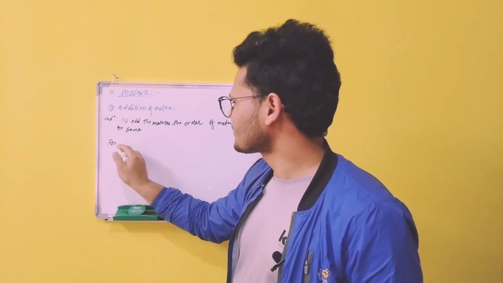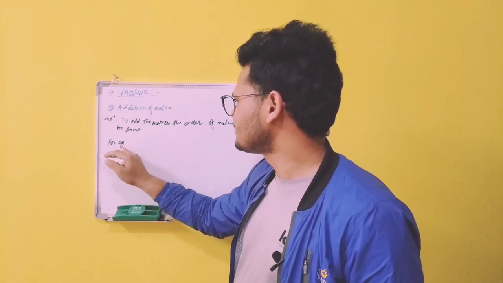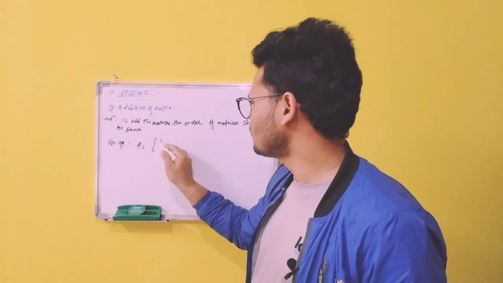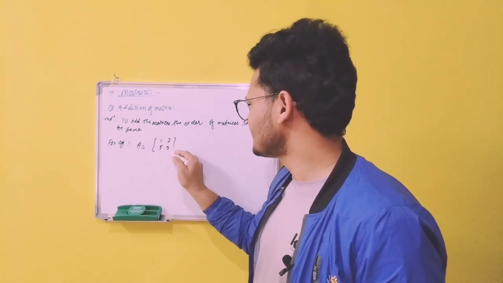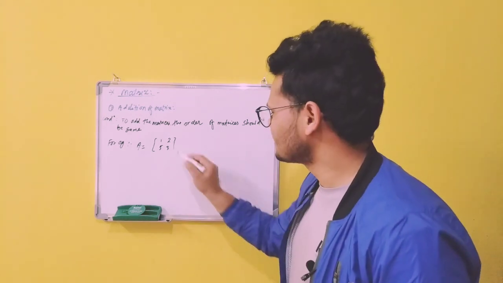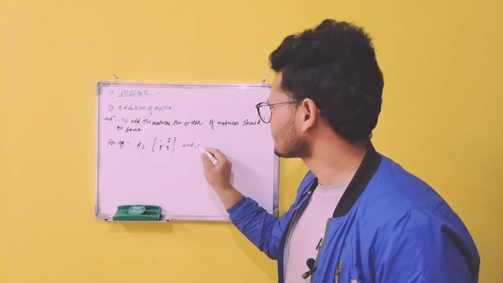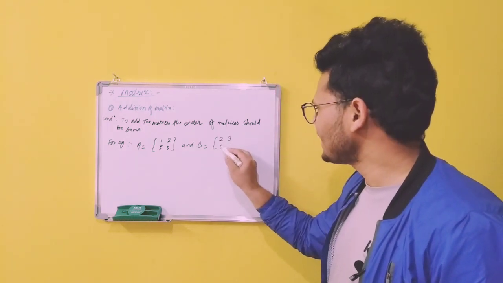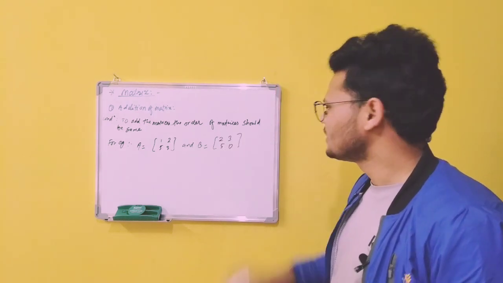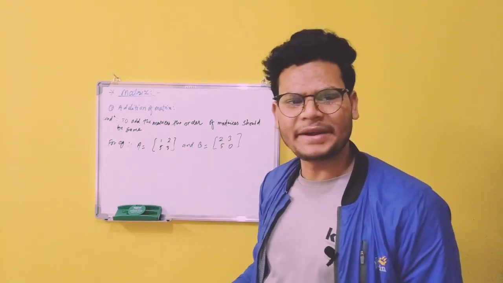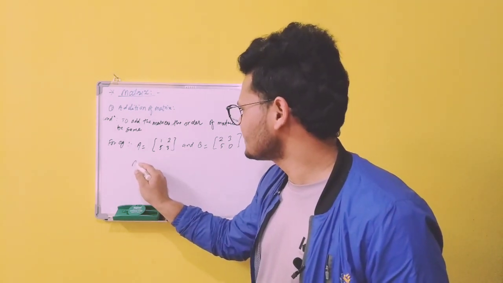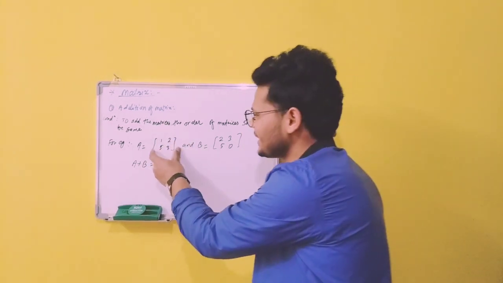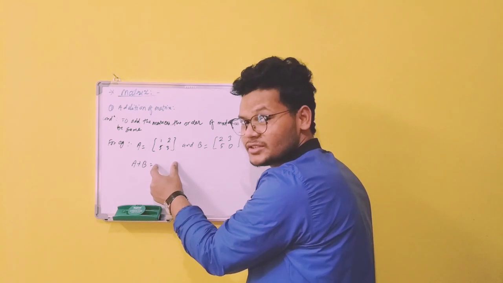For example, if A is equal to 1 2 5 3, for example, let us take the example, and B is equal to, suppose, 2 3 5 0. And how to add these two matrices, right? Okay, to add this type of matrix, A plus B is equal to, just substitute the value of this matrix. You need to just substitute this value.